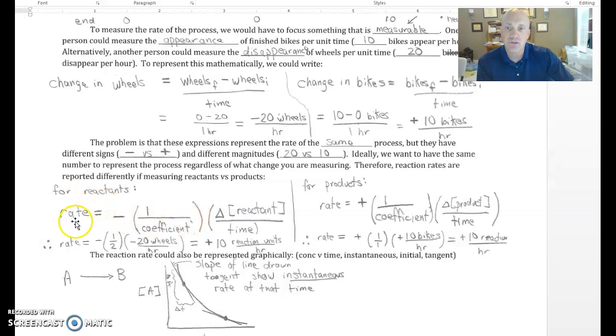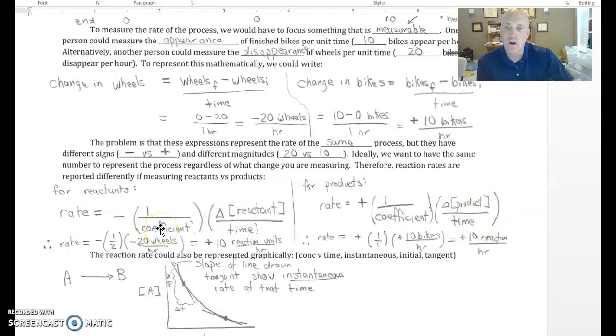So the way that this has gone about is that if you're talking about a reactant, and this might look kind of complicated, but it's actually fairly simple. The way that we're going to do this is we're going to say that the rate is the negative 1 over the reaction coefficient times the change in the number of reactants divided by time. All right. So for products, the rate is going to be positive 1 over the coefficient times the change in the number of products over time.